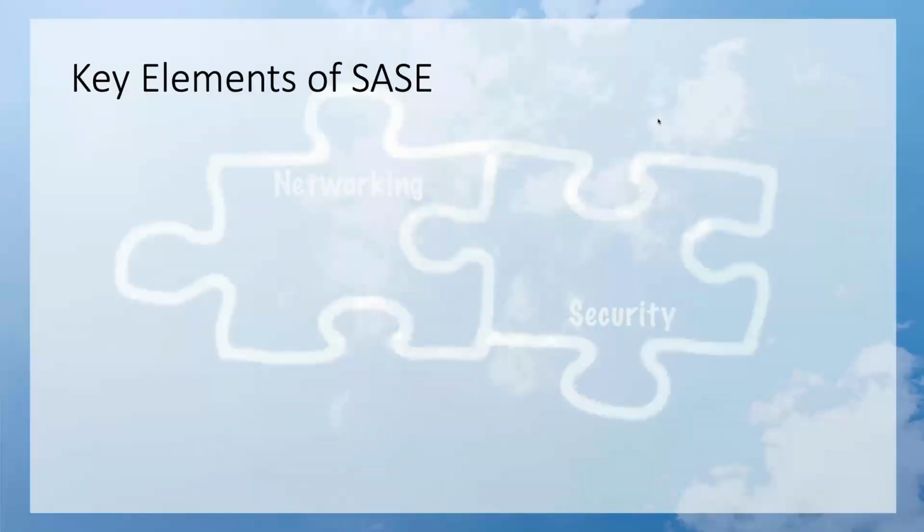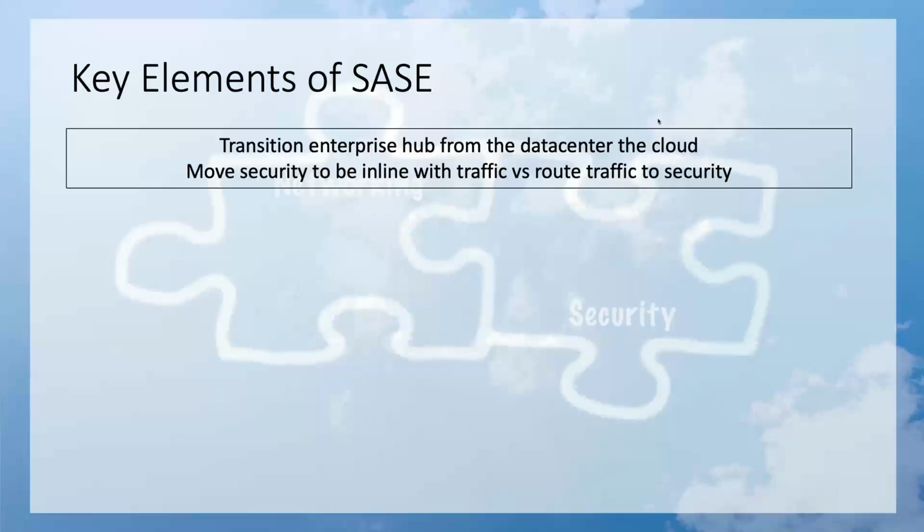Okay, so now let's dive deeper into SASE, right? And then we can take these concepts and apply them to those 4 deployment scenarios to really understand how this evolution is going to take place. It's all about this concept of networking and security converging in the cloud, bringing those things together. It's the transformation of the enterprise hub from the data center where it was before, in those 4 deployment scenarios I drew out for you.